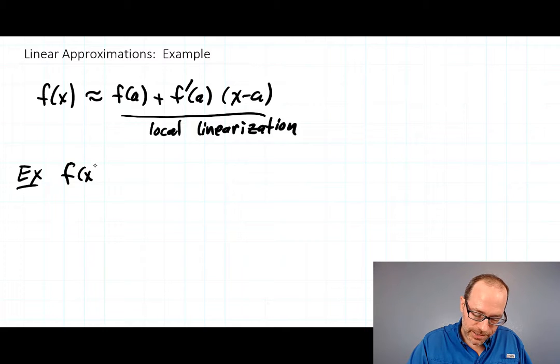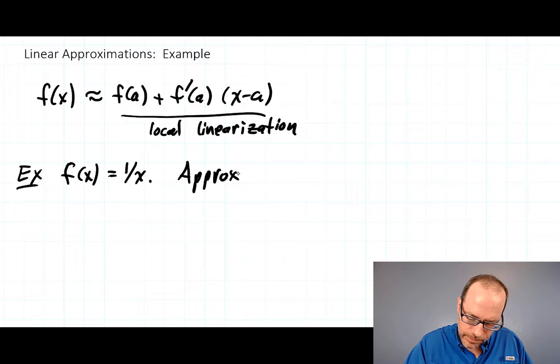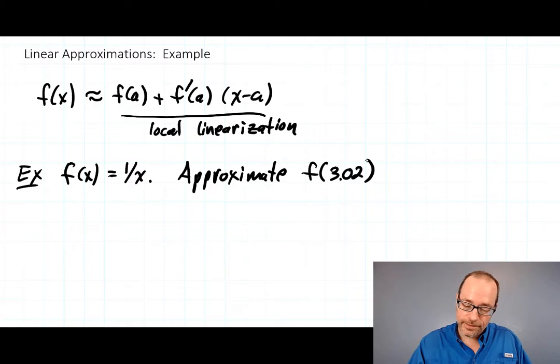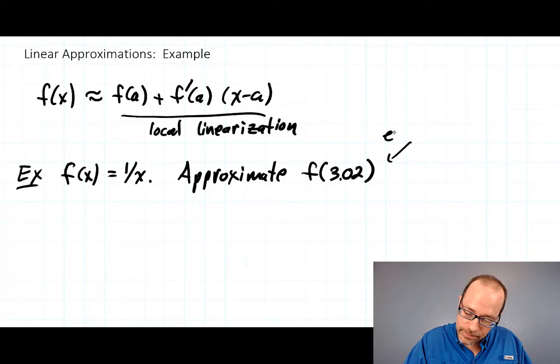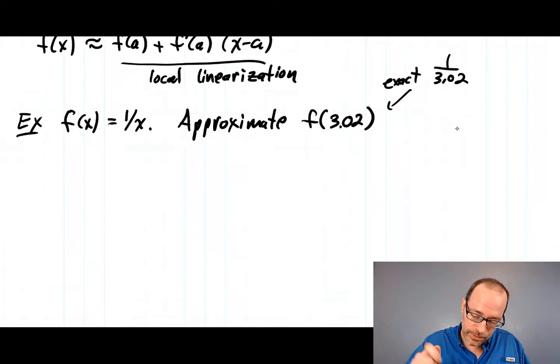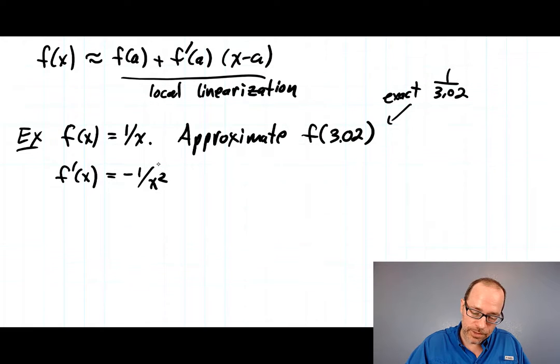Suppose f of x is 1 over x, and we're going to approximate f of 3.02. Okay, so the exact value of this is just 1 over 3.02, and we want an approximation to that. So we need to know about the derivative here. That'll be minus 1 all over x squared. We'll need that for this formula up here.